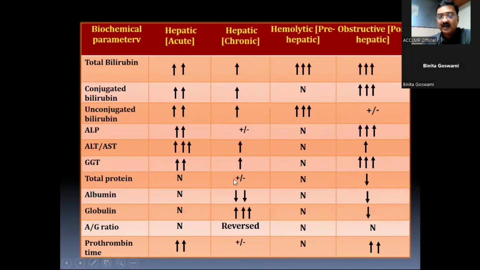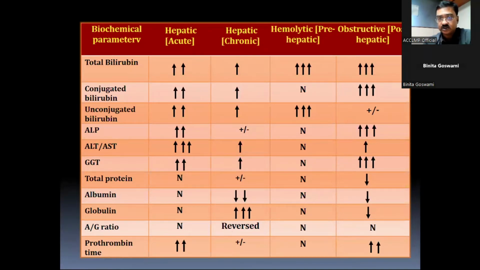ALT-AST is not that high, but GGT starts rising. But the most stunning thing is that albumin goes down and globulin goes up. So albumin production gets affected, and because of a chronic inflammatory process, the globulin fraction goes high. Therefore, the very important thing is the reversal of the AG ratio, which is the most important sign of chronicity, particularly in these conditions.